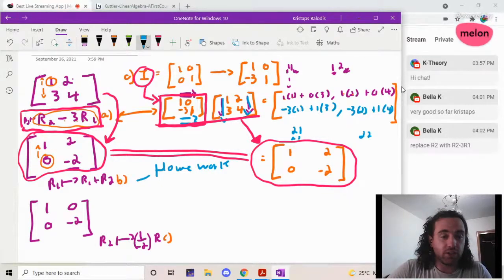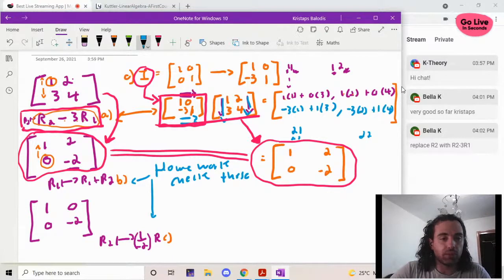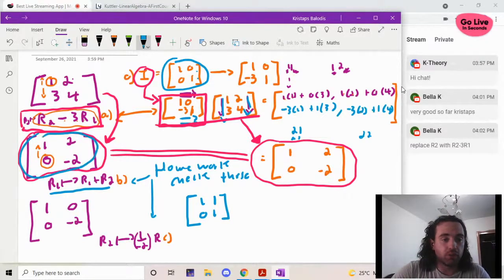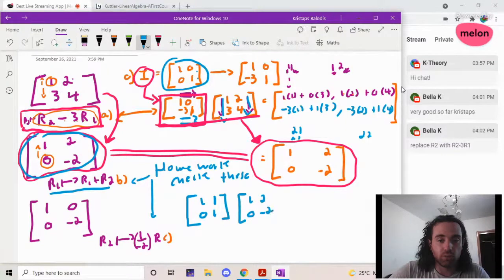Check that this also works for steps B and C. What I mean by this is take this row operation and apply it to the identity matrix. And what will that give you? If we look back at our identity matrix, row 1 plus row 2 is 1, 1. Row 2 stays the same. And you multiply it with the matrix that we're at now, 1, 2, 0, minus 2. And you should check that this is the matrix that we get when we're done.